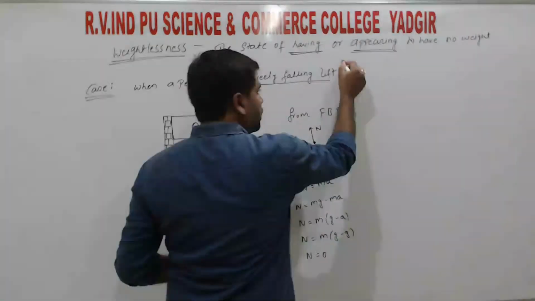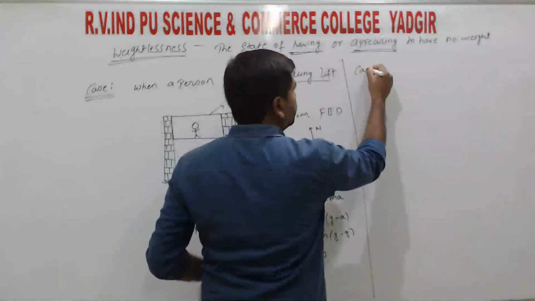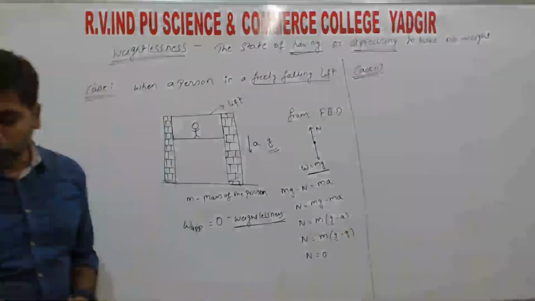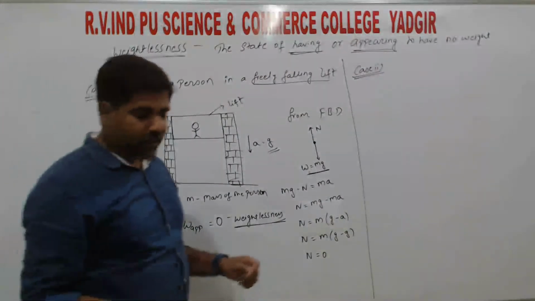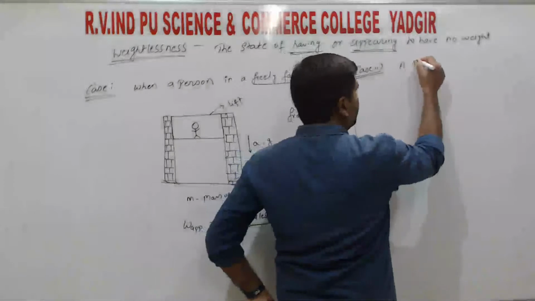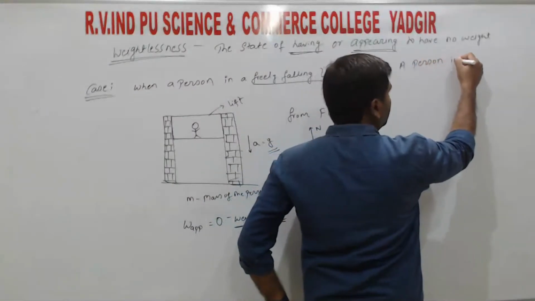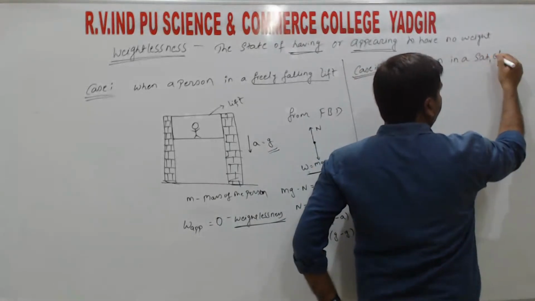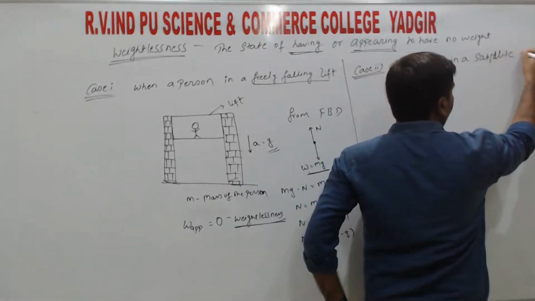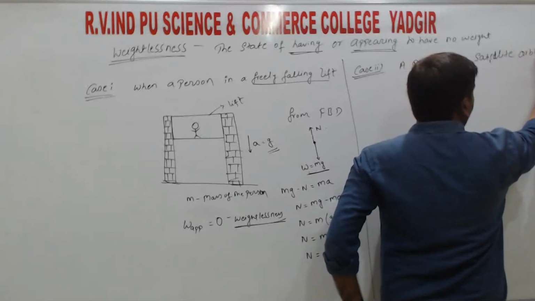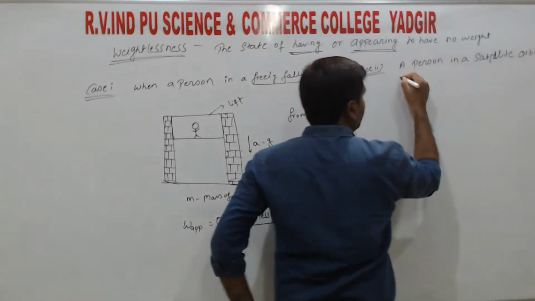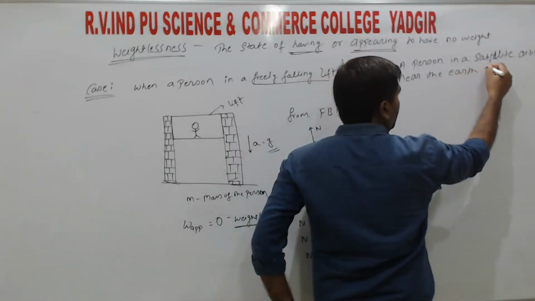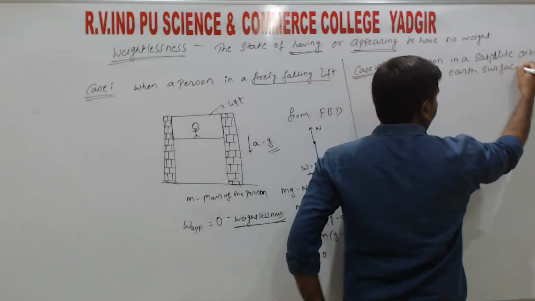So on to the second one, case 2, right? A person in a satellite orbiting near the Earth's surface, right?